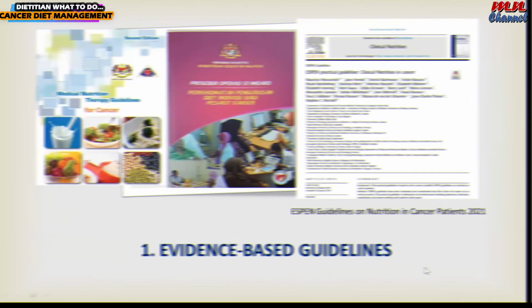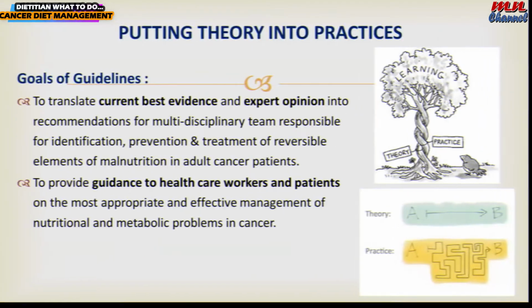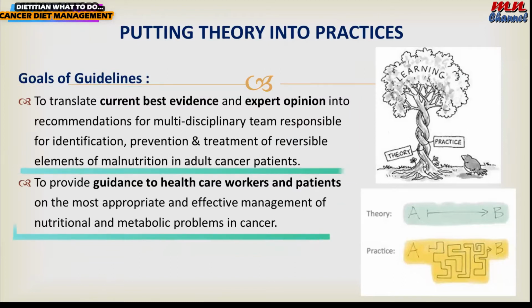Okay. So currently, for example, these are the evidence guidelines that are available. For aspirin, there's a latest guideline on cancer, and we also have this MNT for cancer by MDA 2016 to 2017. This best evidence, or clinically evidence-based guideline, and our expert opinion actually help to guide healthcare workers and our patients in putting this theory, this guideline, into practice.